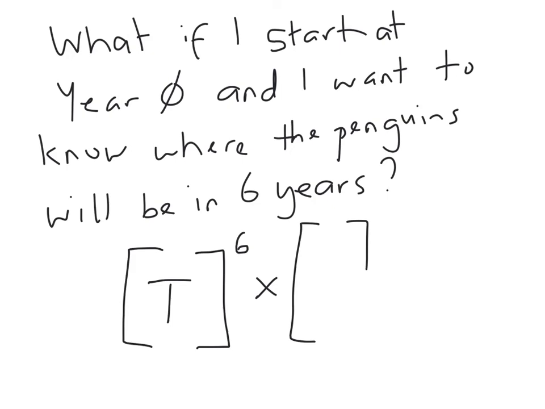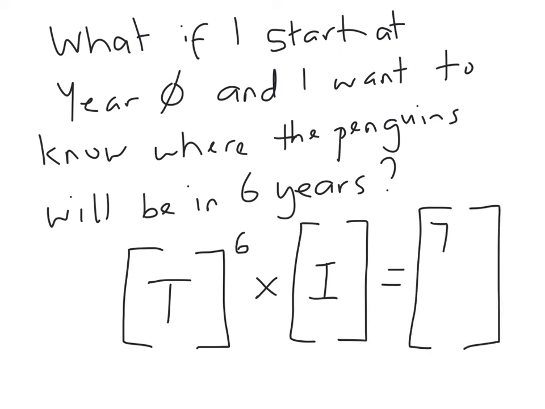Multiply that by where we started off in year 0, which is our initial state matrix, which you can see earlier on in the video. Put that in your CAS and you'll come out with a matrix that looks like this: 74, 47 and 60, which represents 74 penguins in the sand, 47 in the bushes and 60 in the rocks in 6 years' time. And you're done. Well done, and thanks for listening.